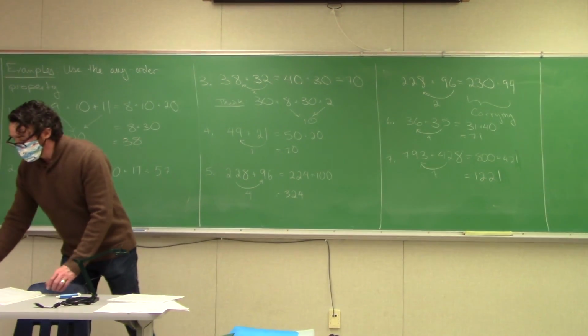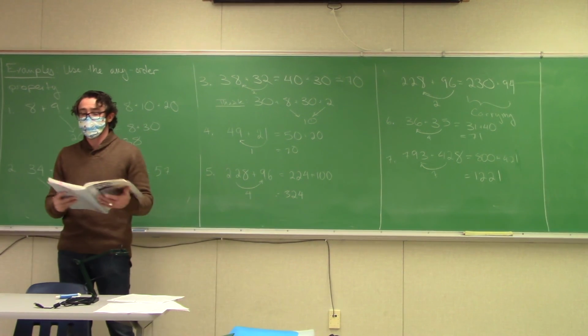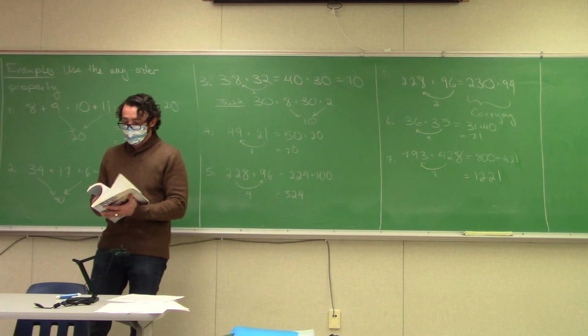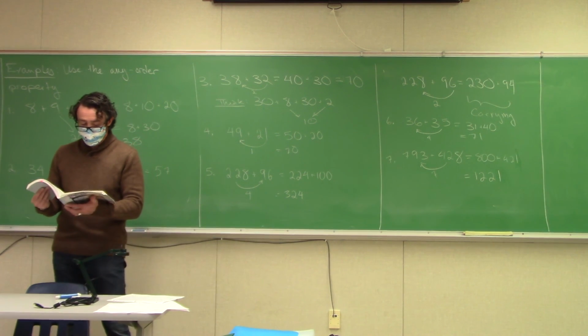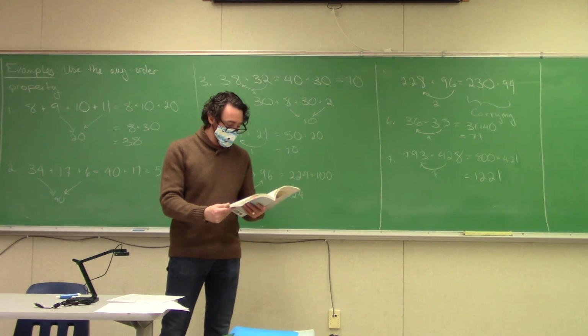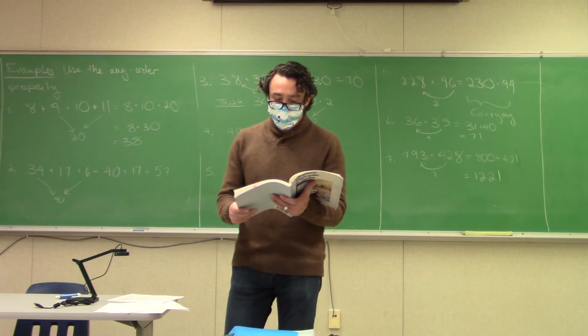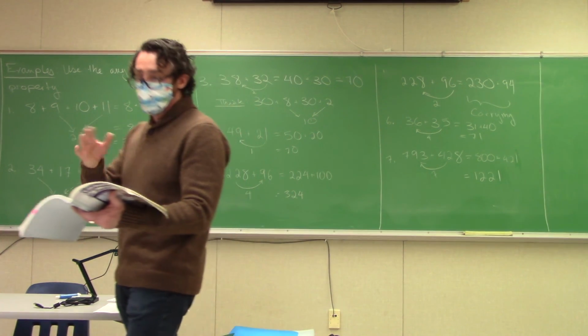Okay, so I want you to read through section 1.3 in Elementary Math for Teachers. It goes from page 14 to page 18. And let me see. On page 18, I would like you to do 1 through 5.